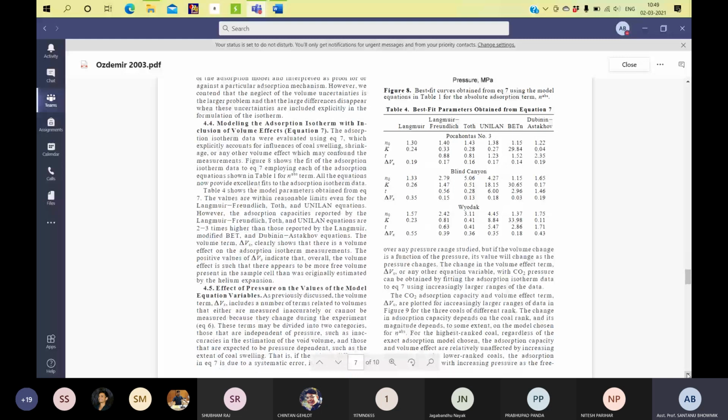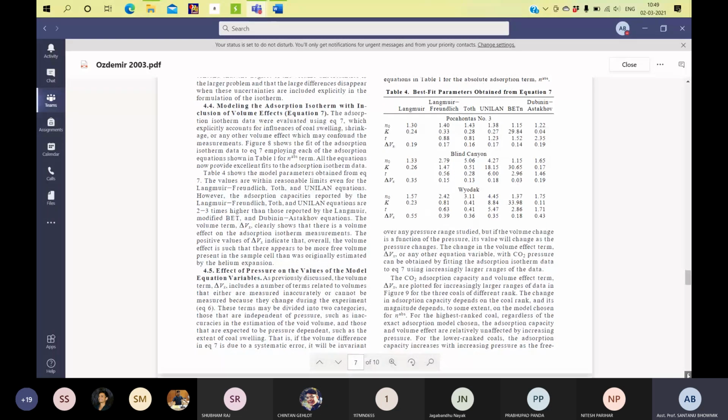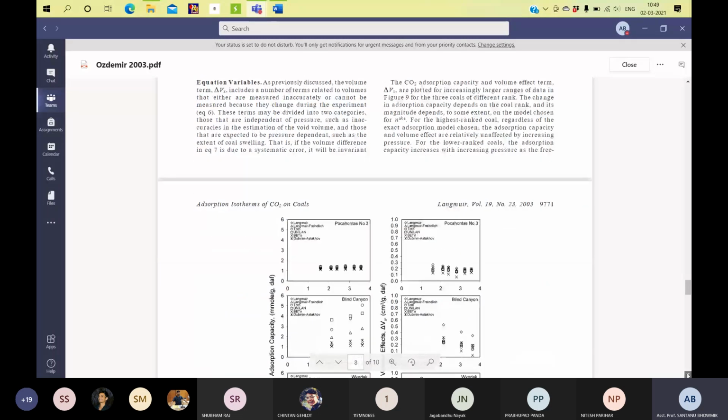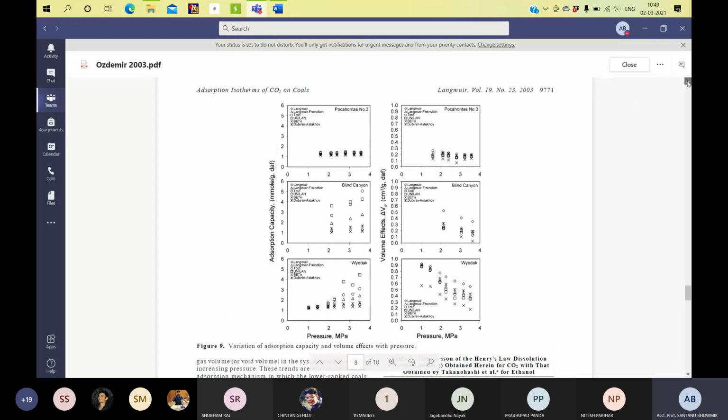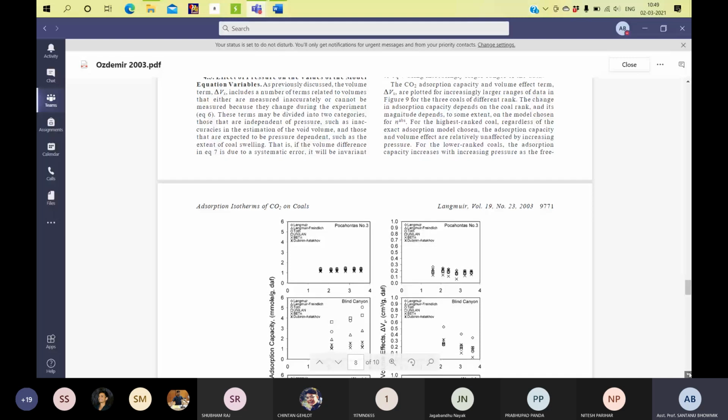There are different equations. First they have taken the condition of the adsorbed phase, and then without the adsorbed phase. These two conditions give you two different parameters, and they have seen the variations. Now see, this is the variation of how the adsorption capacity varies with the volume effects and with the pressure. The right side graphs give you the volume effects.